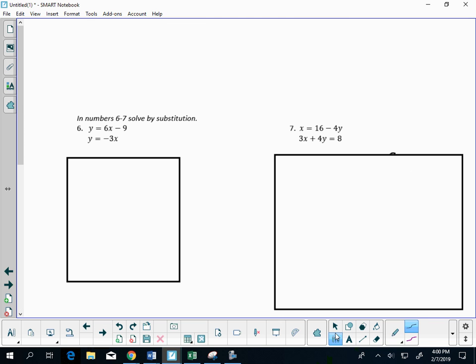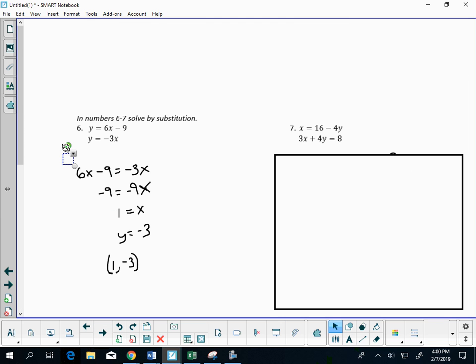All right, substitution. On that one, both of the y's are set equal. I'm going to set both y's equal to each other because they're both solved for. That means that they're equivalent. They're equal to each other. So I set them equal to each other. I subtracted 6x, divided by negative 9 and got x equals 1. I took that and I plugged it back into the bottom equation and got y equals negative 3. So my solution is 1, negative 3.